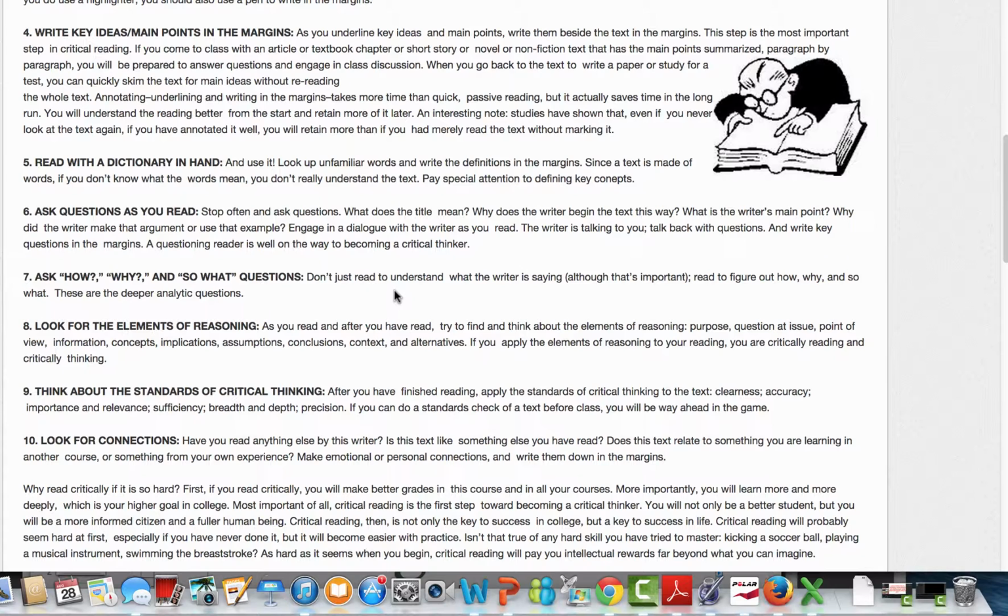Don't just read to understand what the writer is saying, although that's important. Read to figure out how, why, and so what. These are the deeper analytic questions. Look for elements of reasoning. Think about the standards of critical thinking. After you finish reading, apply the standards of critical thinking to text: clearness, accuracy, importance, relevance, and look for connections.